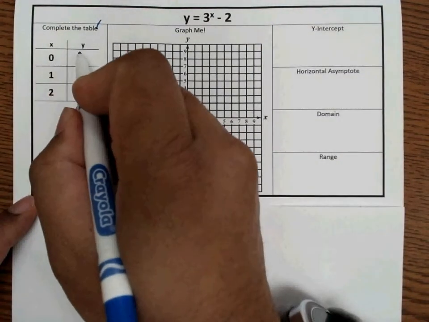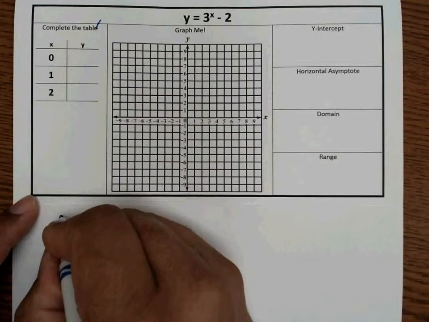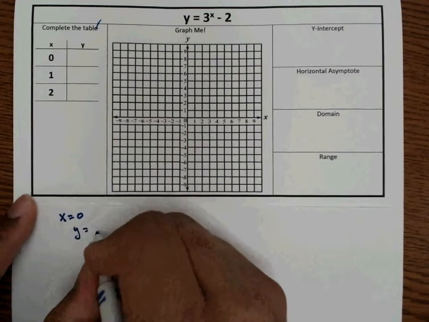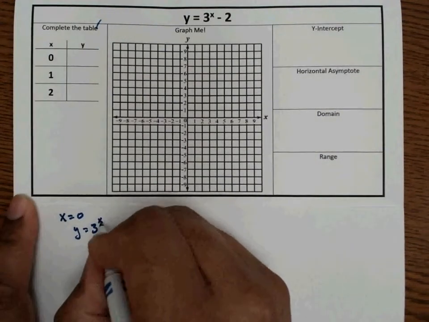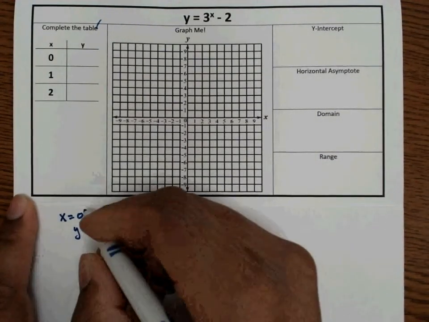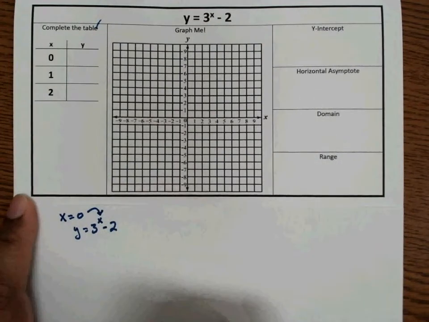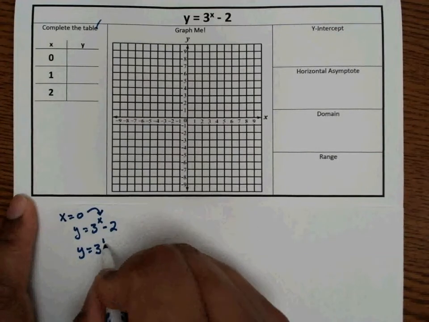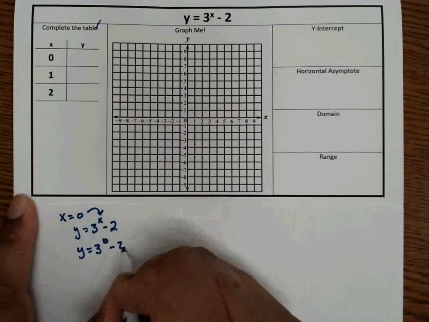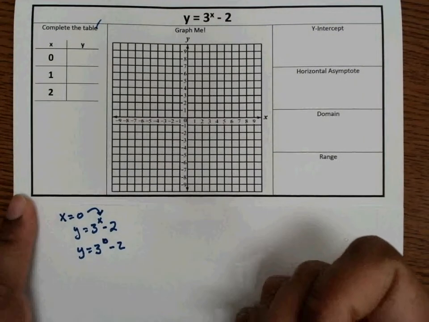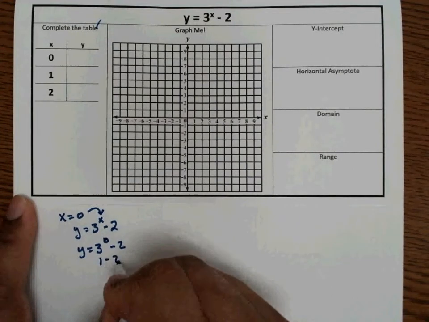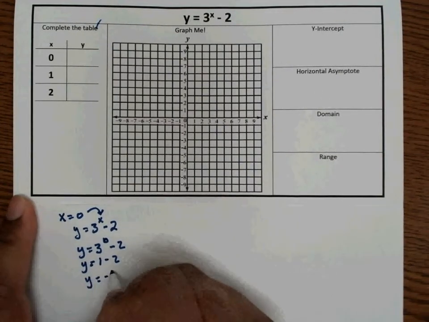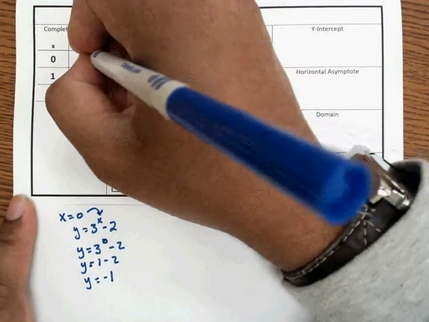So we want to find out what y is when x is 0. So we have x equals 0, and we have our function y equals 3 to the x minus 2. So we're going to plug in 0 for x. So we get y is equal to 3 to the 0 minus 2. And 3 to the 0 is 1. And 1 minus 2 is -1. That is correct. It is -1.